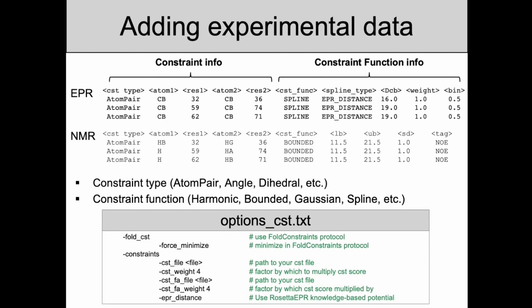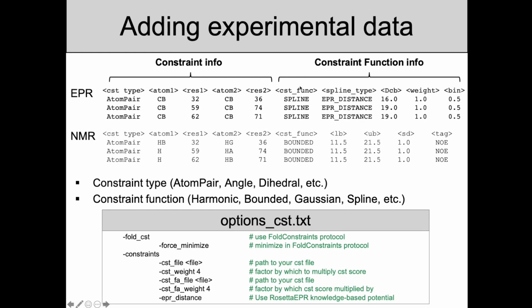One way to increase the number of models that's native-like is to provide experimental data, and the easiest way to do that is by using constraints. So here we have two examples for what kinds of constraints you can use. You have constraints that are obtained using electron paramagnetic resonance spectroscopy, or EPR, and then nuclear magnetic resonance spectroscopy, or NMR. And in both cases, we're first providing in our constraint file which atoms and which residues are being restrained, right? In this case, it's the C beta atom for each of these pairs of residues.